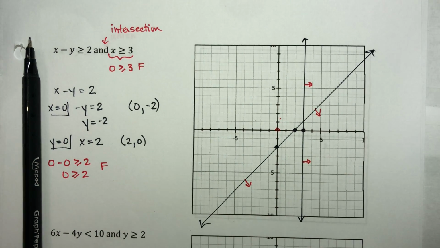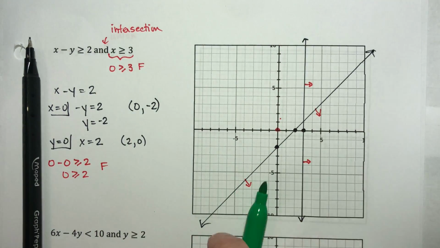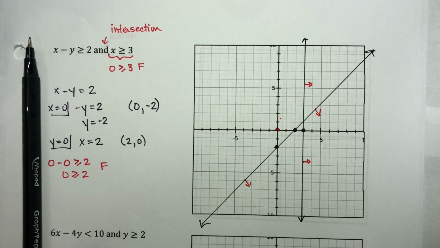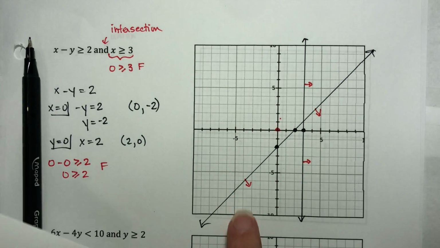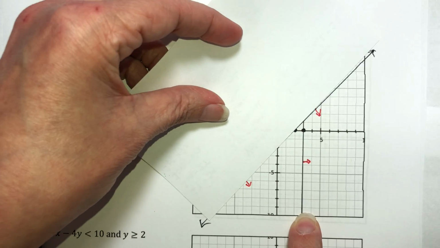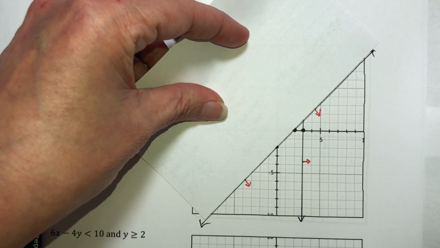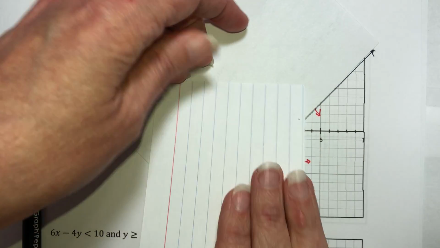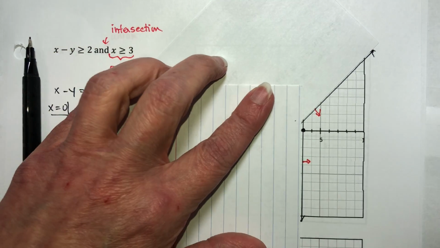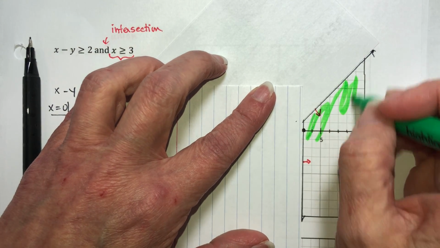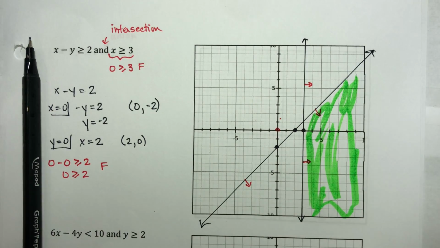Now we just have to figure out which part is our answer. We want the section that's shaded by both of them. It might help you to use a couple pieces of paper or an index card and cover up the part that you don't need. If I look at this, I'm supposed to shade this side of this line, which would be this part. And then I'm supposed to shade this side of this line, which would be this part. So the part that's double shaded is right here. Just that one little region.